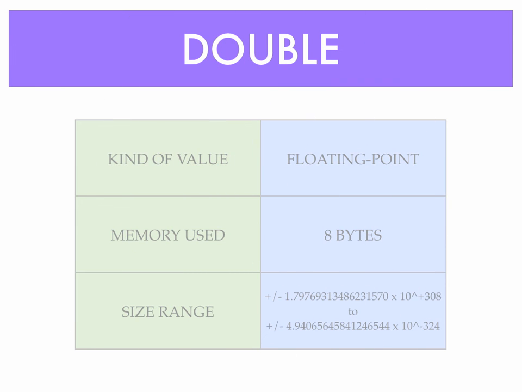Into a space of type double, I can put a floating point number. 8 bytes are put aside for doubles, and in it I can put a number in the range plus or minus 1.7976931348623157 times 10 raised to the positive 308th. Positive or negative 4.9406564584124654 times 10 raised to the negative 324th.